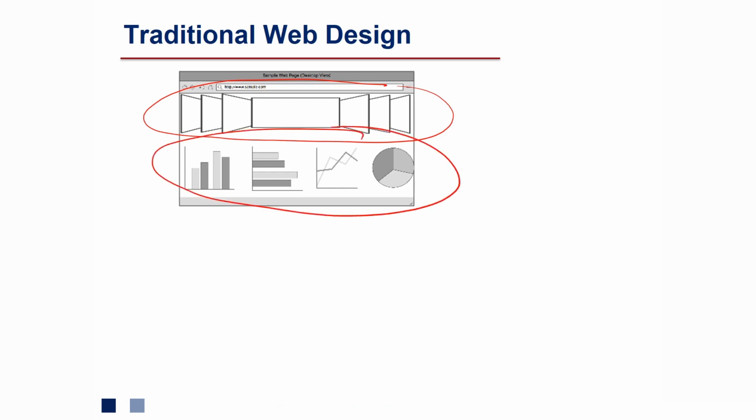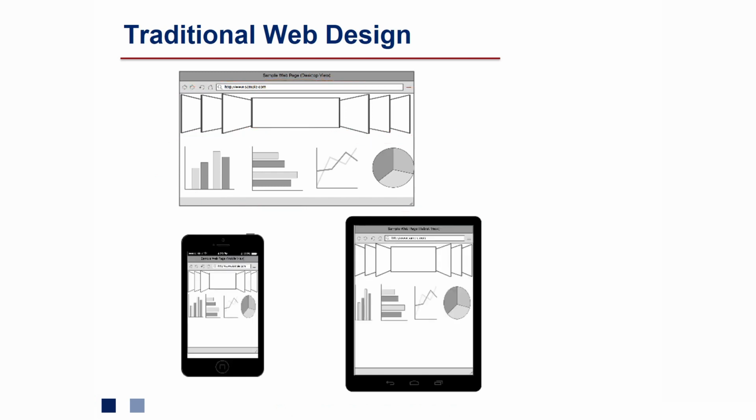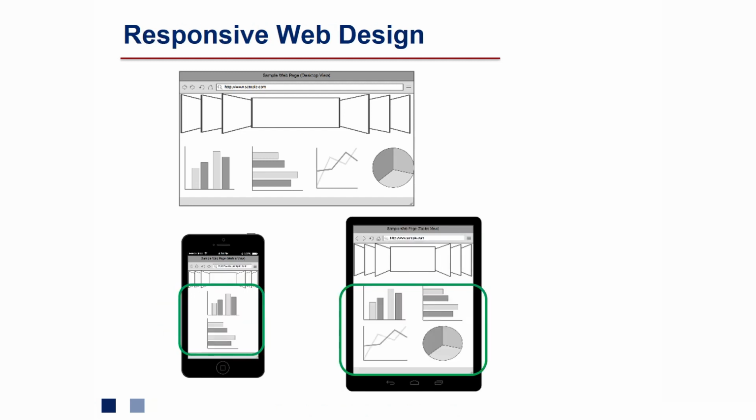And if we have a web page that looks like this, and we look at it on a phone or a tablet, by default the browser on the mobile device will try to crush everything into the little space that it has, which can warp or affect the appearance of things. For instance, now these charts seem to be crushed together. What we want is something known as responsive web design.